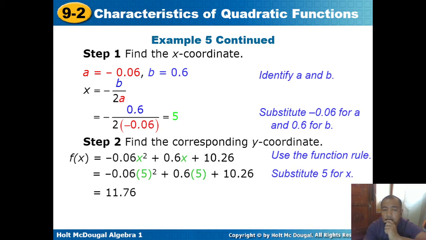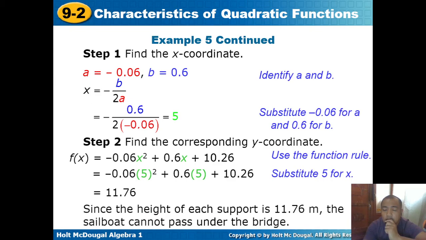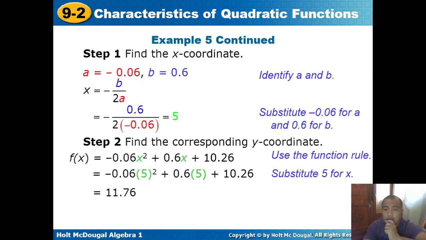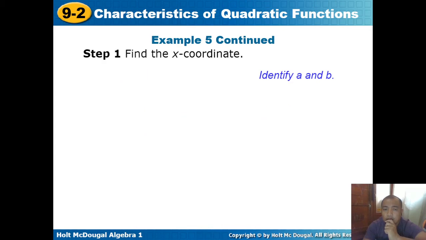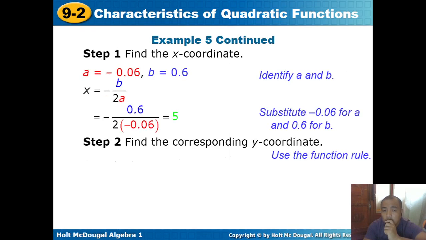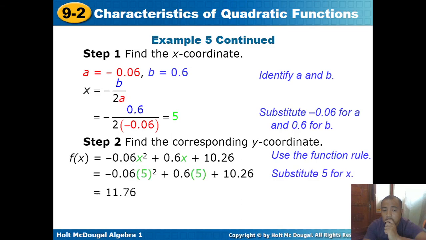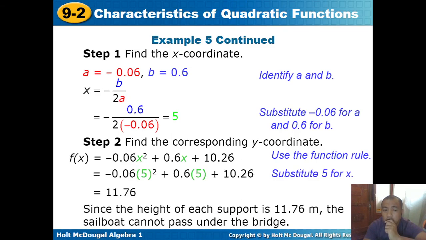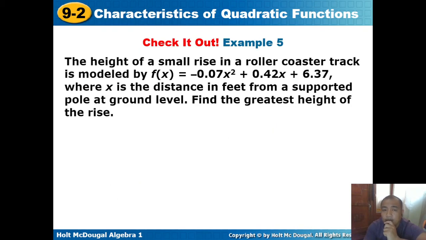11.76 is the answer for y. Since the height of the support is 11.76 meters, the sailboat cannot pass under the bridge. Why? Because the sailboat is 14 meters tall. So what we have solved here is 11.76 only. So the sailboat cannot pass under the bridge. It has to be taller.